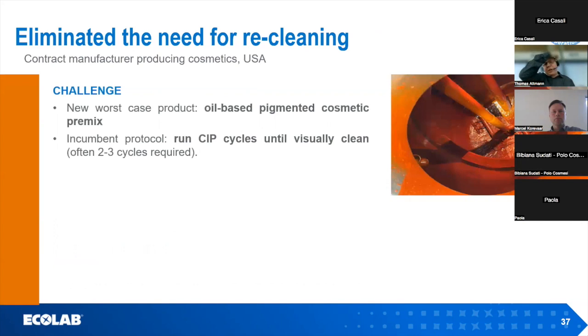The next situation is that there was a hard to clean soil. There was an oil-based pigmented cosmetic premix. And they ran different CIP cycles to get to visually clean. As outlined here, often 2 to 3 cycles, most of the time 3 cycles.